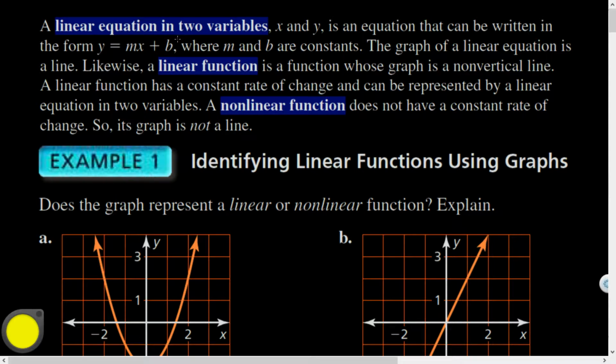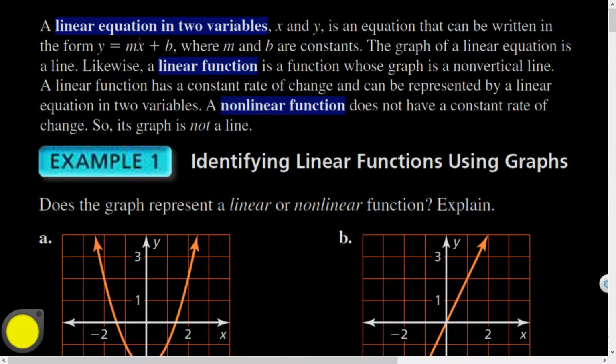So a linear equation in two variables, x and y, is an equation that can be written in the form y equals mx plus b, where m and b are constants. Now, when I say constants, Devin, that just means that these are numbers, right? So that might be like m is 3 and b is 2. And y and x would then represent every combination of x's and y's that make that equation true.